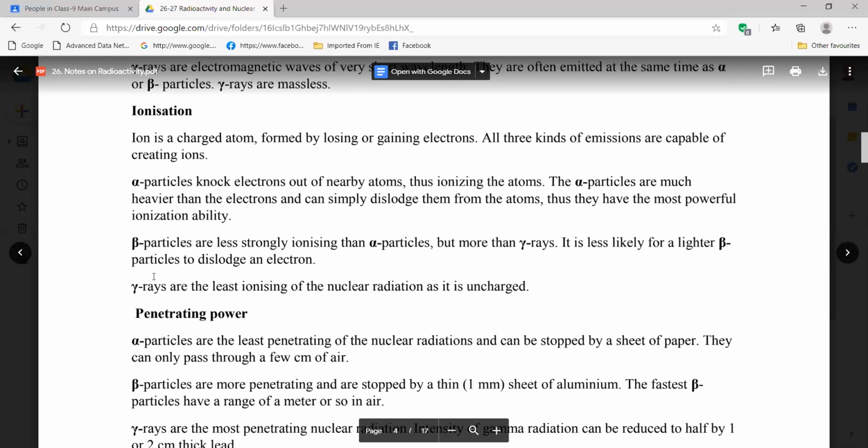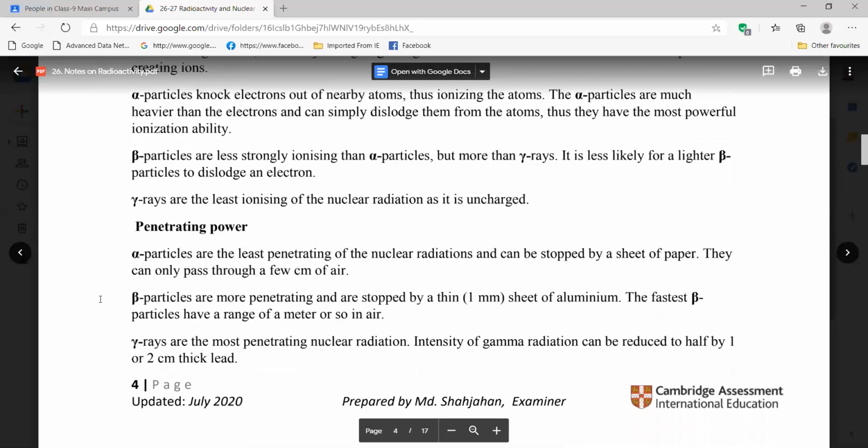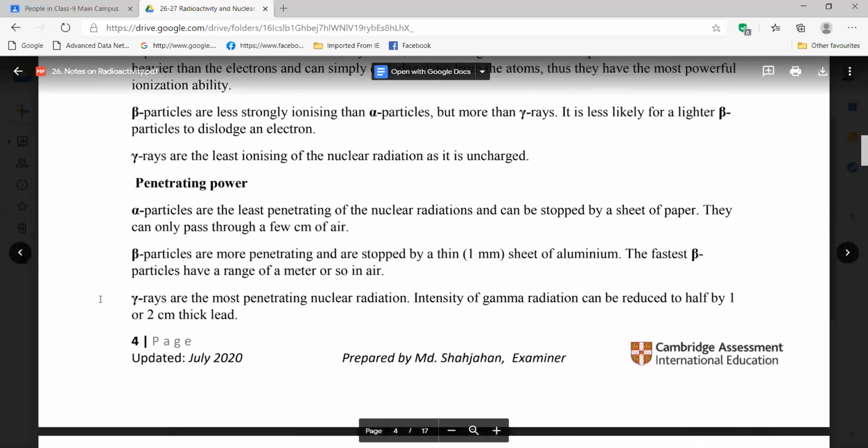Is it clear? Yes, sir. Is it clear, Aisha? So just remember that, and here we have all the discussions why alpha has more, why beta has less, and why gamma has least. Here they mentioned that gamma has least because it is uncharged. Sometimes you will get MCQs that why gamma has least ionizing power. That's the reason, it's uncharged.